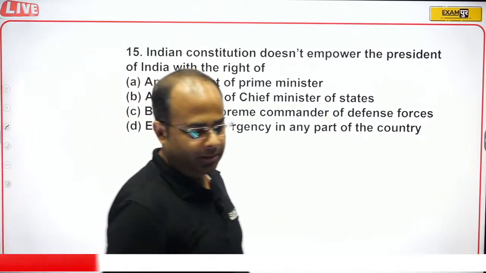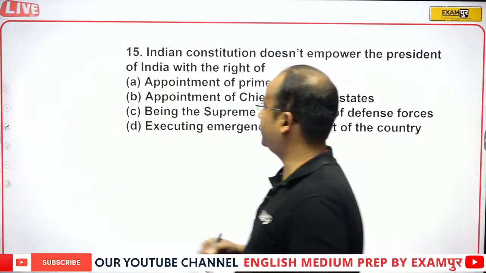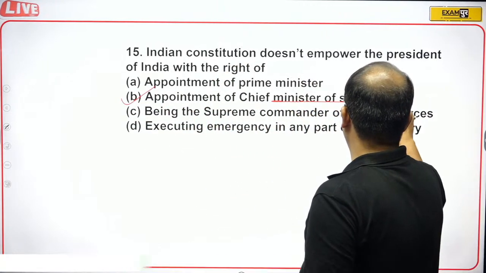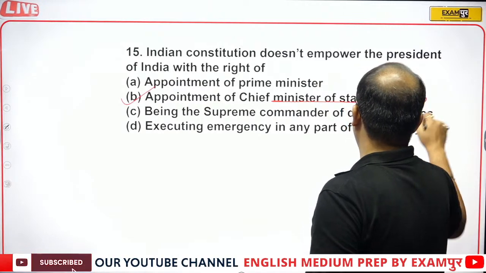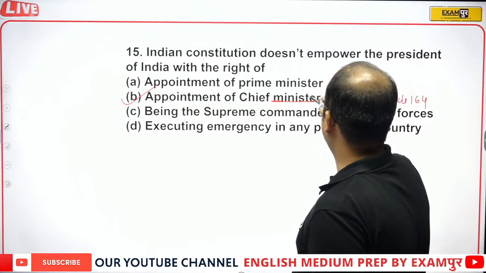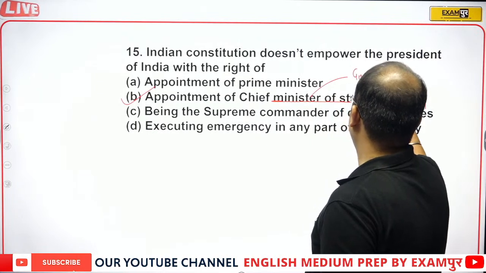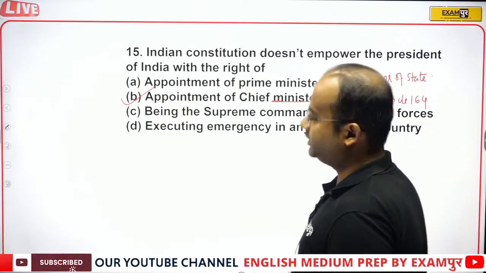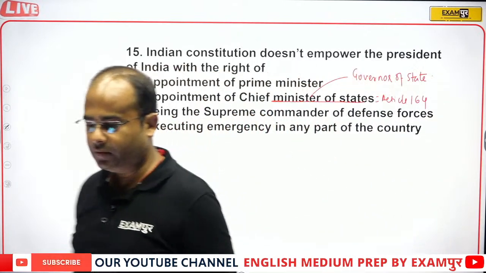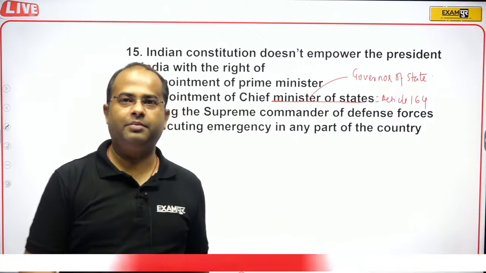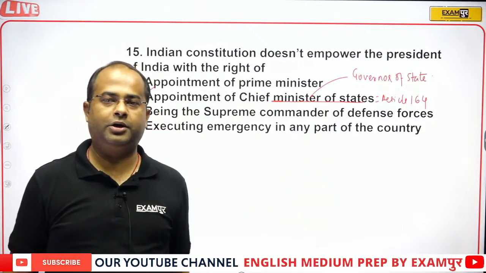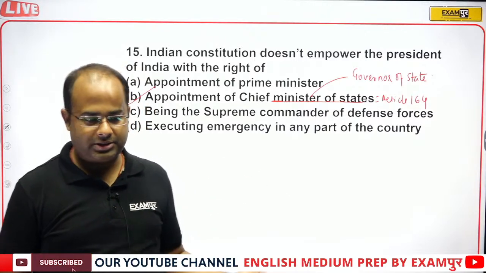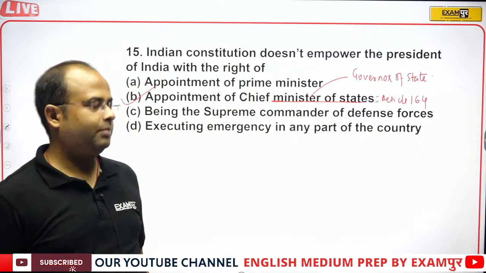Guys, president cannot appoint the chief minister. Chief minister, that is defined in Article 164, and it is appointed by the governor of the state. So chief minister is always appointed by the governor of the state. Rest of these can be done by the president of India, but not the chief minister. Therefore, correct answer will be option B.